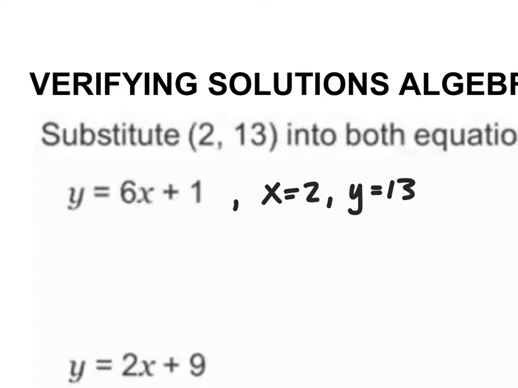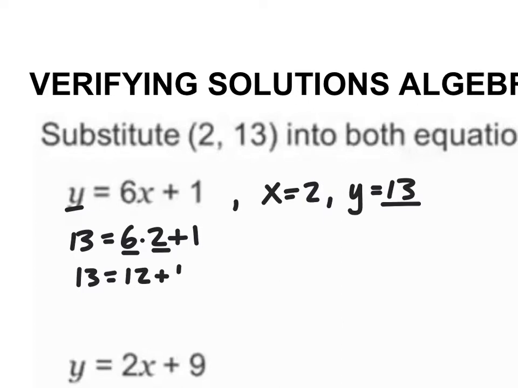I'm going to plug those in. So I'm going to replace y with 13. I get 13 is equal to 6 times 2 plus 1. So 13 is equal to 6 times 2, which is 12, plus 1. 12 plus 1 is 13, so I get that 13 equals 13. That's a true statement, so it works for that equation.